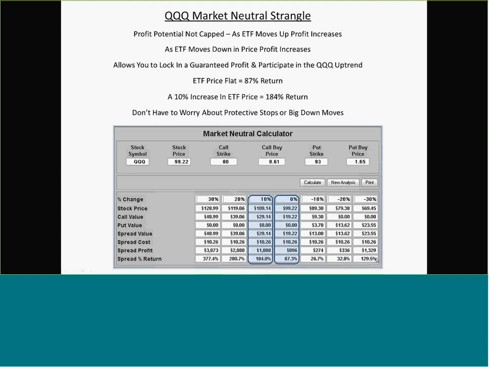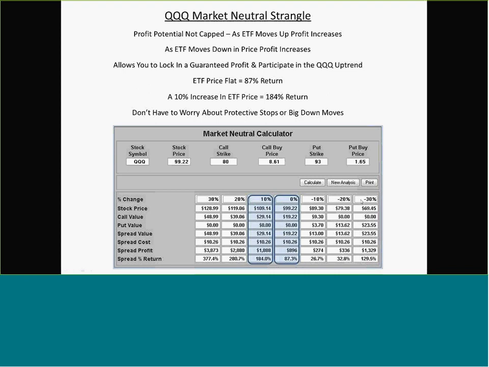So if it goes up 10%, I'll have 184% return on this spread. If the triple Qs are flat, then I'll have an 87% return. And if they go down 30%, I'll have 129% return. So buying that put option protection actually locked in a profit no matter what the QQQs do.